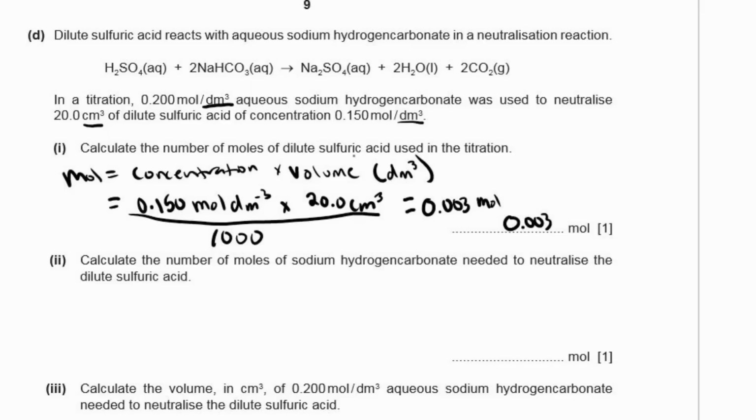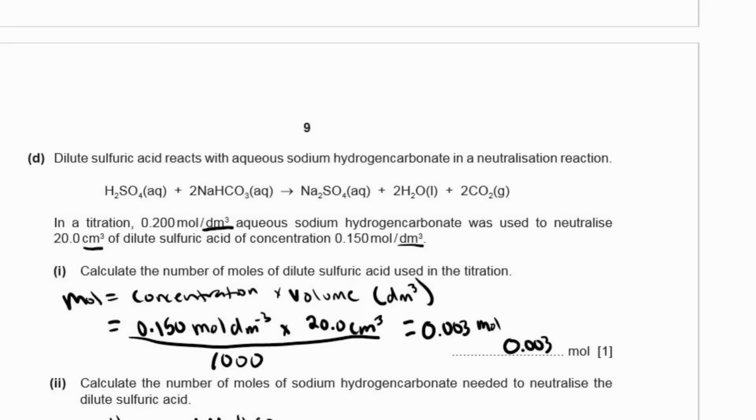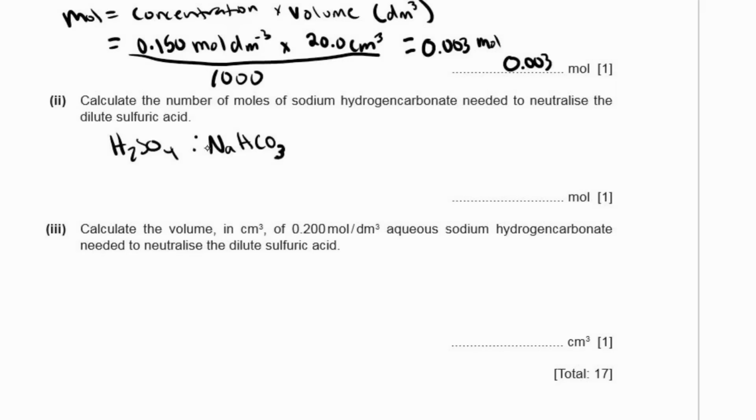Okay, very important you look at the units. Calculate the number of moles of sodium hydrogen carbonate needed to neutralize the dilute sulfuric acid. Okay, so if we look at the mole ratio between sodium hydrogen carbonate and dilute sulfuric acid, H2SO4 to NaHCO3 is a 1 to 2 ratio.